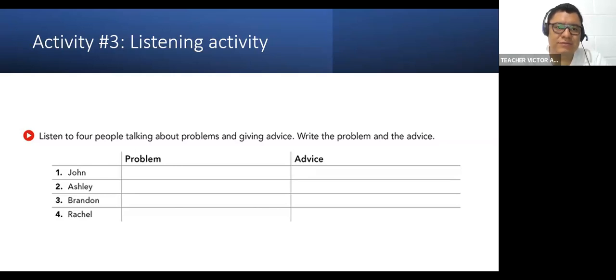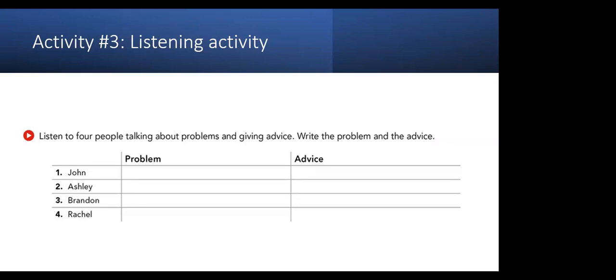Page 82, Exercise 10. Listening. What's wrong? Listen to 4 people talking about problems and giving advice. Write the problem and the advice.